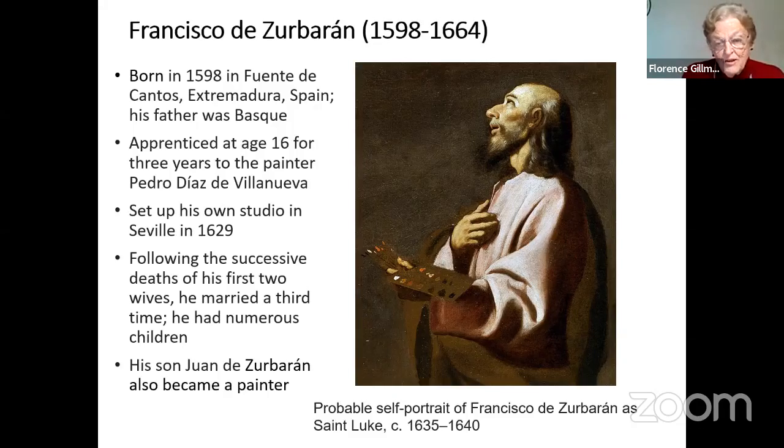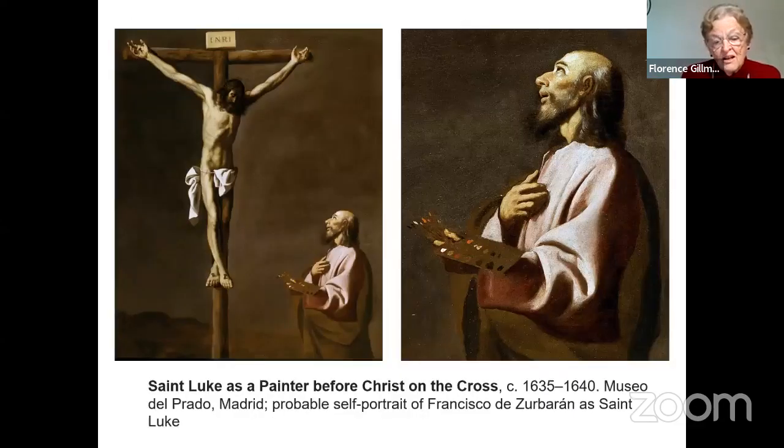Because Zurbaran was a very successful painter, his family lived a relatively stable, normal life. This is where he puts himself into the painting, that is his version of what it would have been like for St. Luke to paint Christ on the cross.